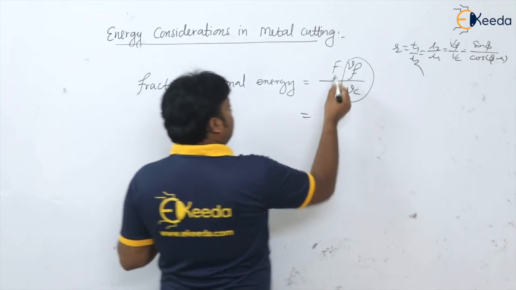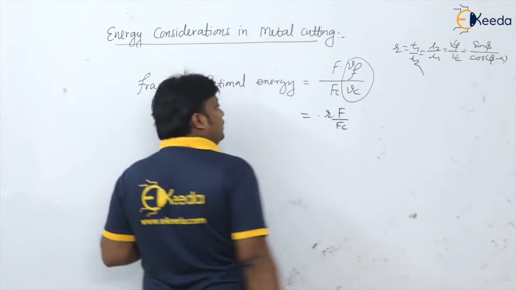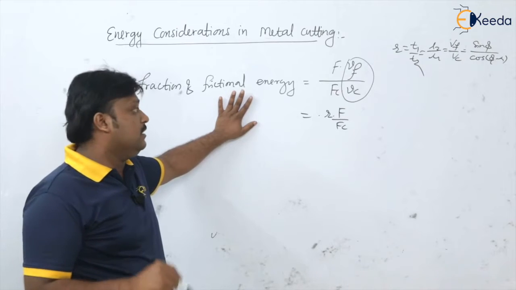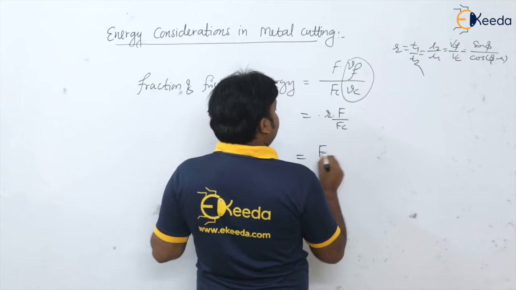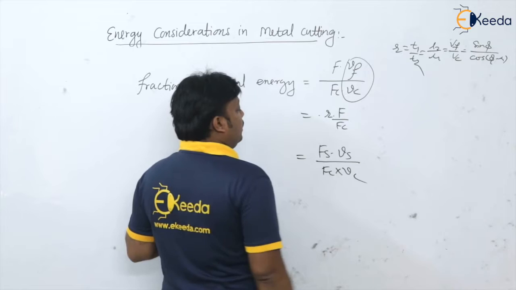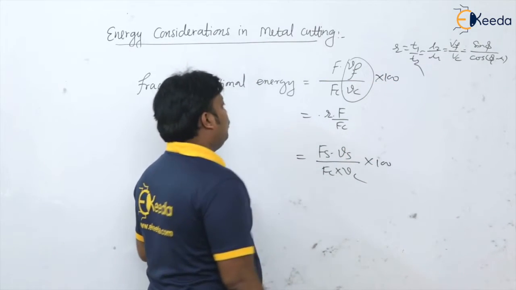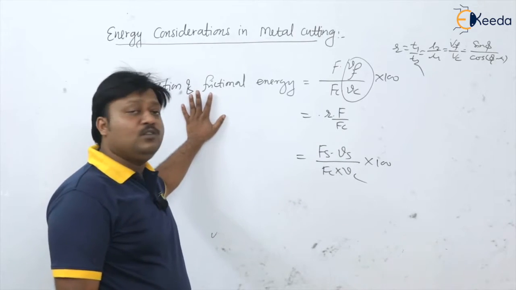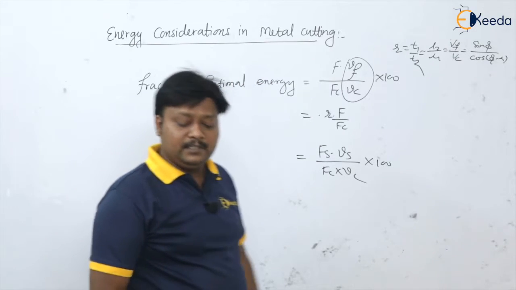So we can also write this as R into F divided by Fc. This is the fraction of frictional energy in the total work done. If I ask for the fraction of shear energy, what can we write? Fs into Vs divided by Fc into Vc, into 100. Of course, you will get it in percentage. That is the contribution of the shear energy in the total work done. This is how we can calculate it.